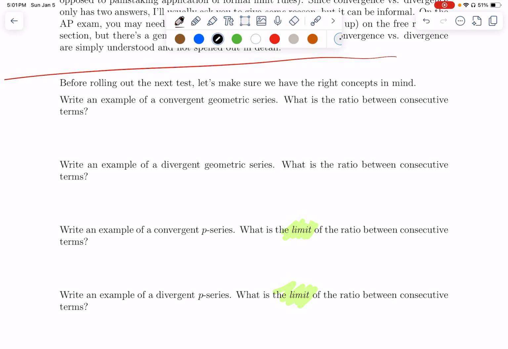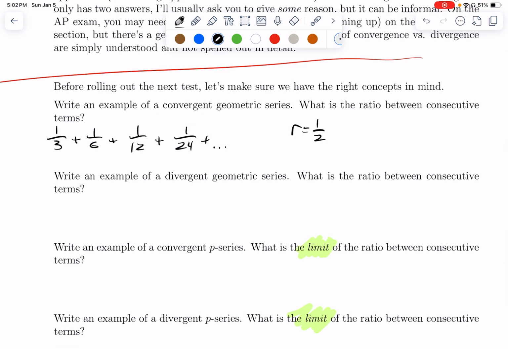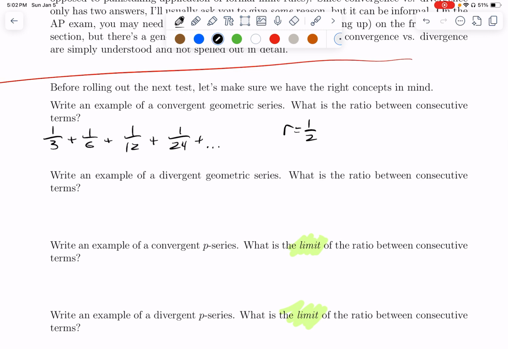Okay, so I hope you have done that. As an example of a convergent geometric series, I could have something like 1/3 plus 1/6 plus 1/12 plus 1/24, etc. R is equal to 1/2. And we know for geometric series, figuring out that ratio and figuring out convergence basically are the same issue. For a divergent geometric series, I could have something like 2 plus 6 plus 18 plus 54. Here R is equal to 3 and it diverges.